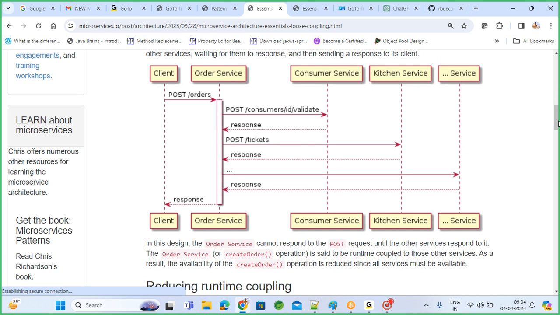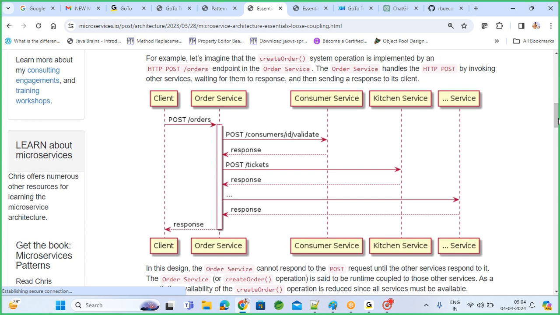If you see the sequence diagram given, the client is making a request to order, a general e-commerce, a simple e-commerce application. The client makes a request to order service, which makes a request to consumer service. Order service itself is calling kitchen service and so on. So many services we have.